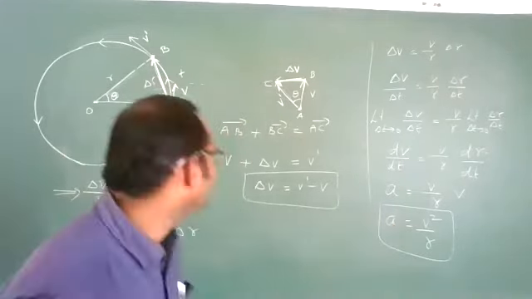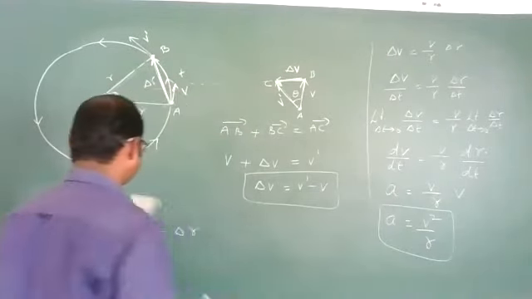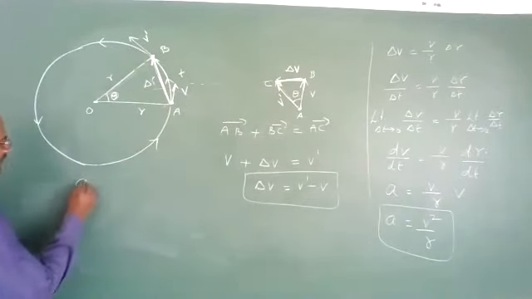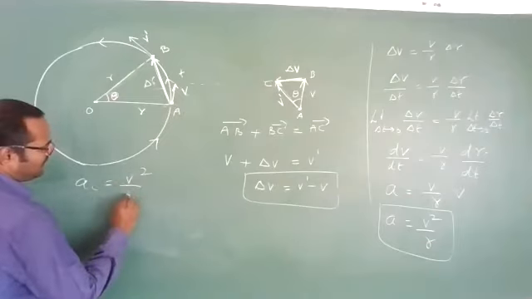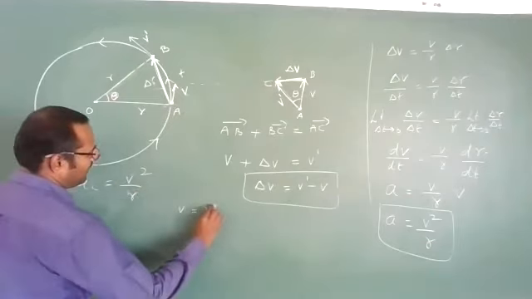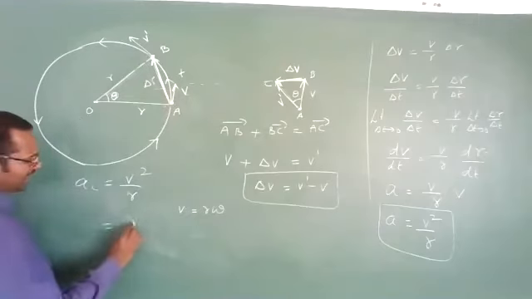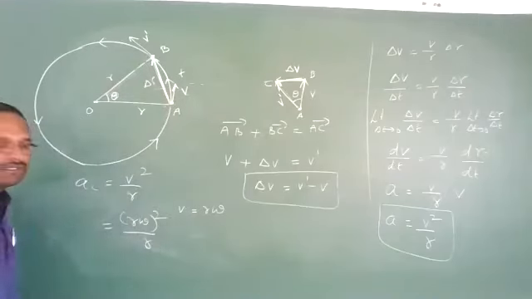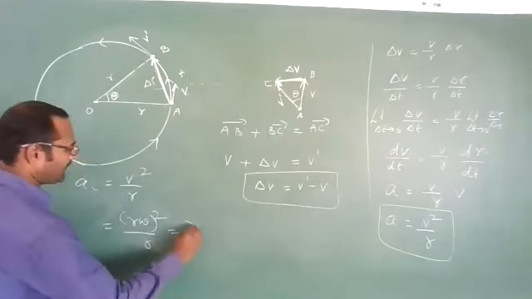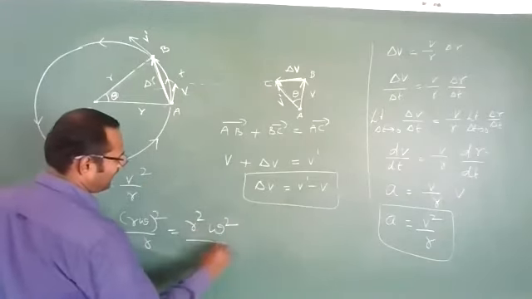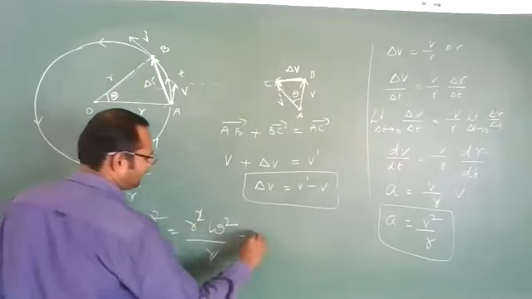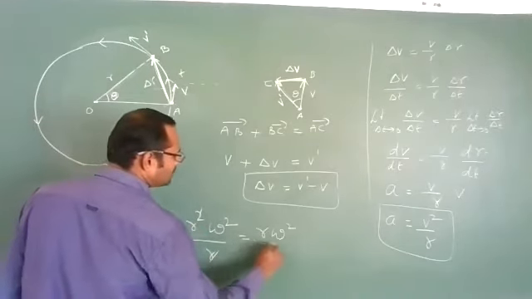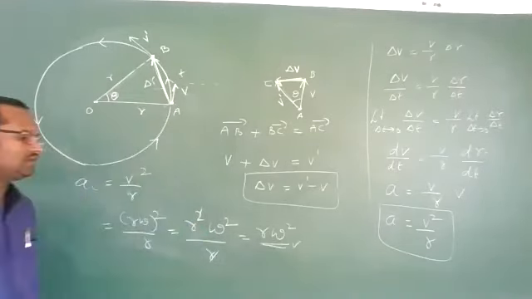And it can be written as a_c equals v square by r. We know v is equal to r omega. So substitute here, r omega whole square upon r. Clear? So it will become r square omega square by r. R cancels. You can write r omega square. So centripetal acceleration we can write like this also.